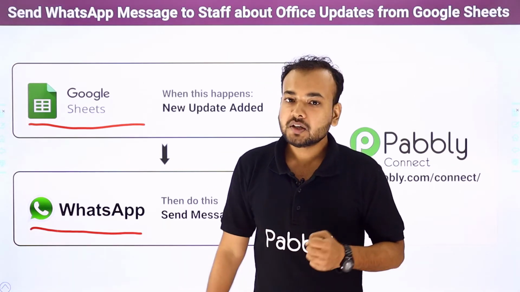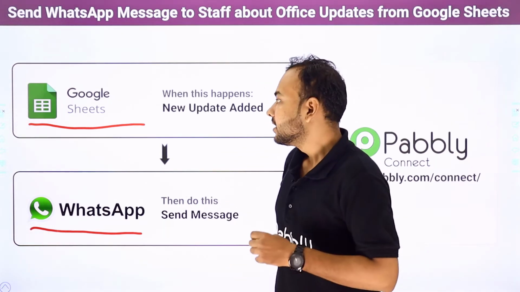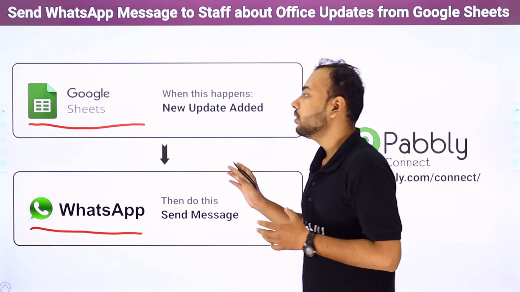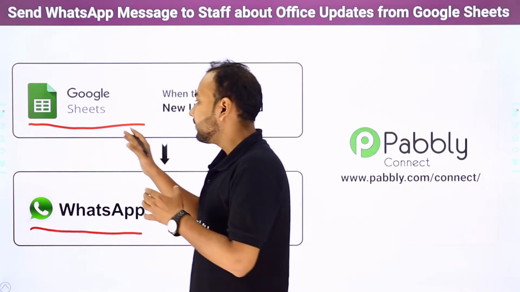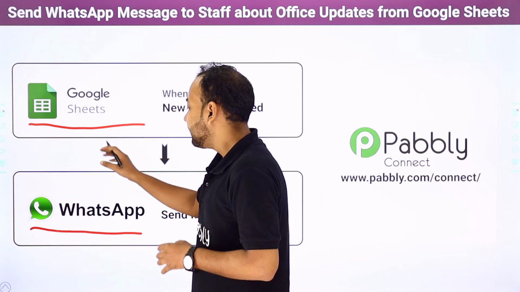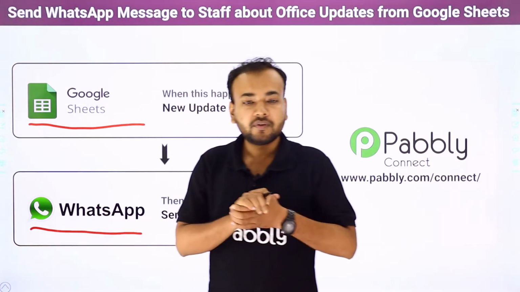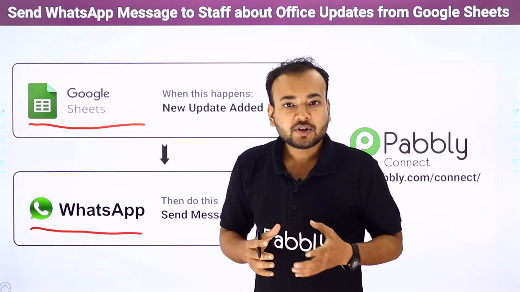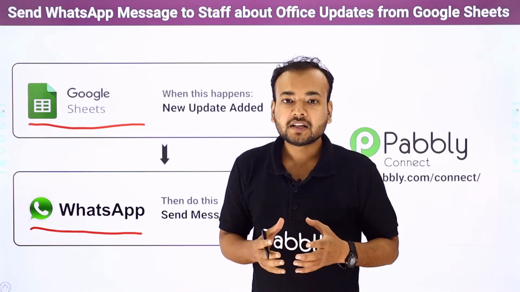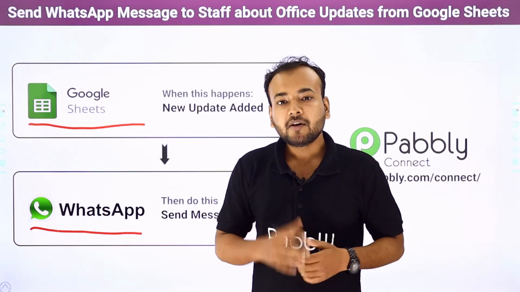Now to get this done, you have two ways. One is that whenever a change happens, you go to the Google Sheet, look at that change and then manually compose a message on WhatsApp for each and every one of your employees. Now guys, this process can be very repetitive, tiresome and problematic. So we have a better way for you.